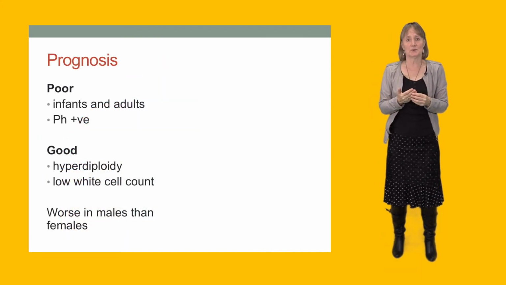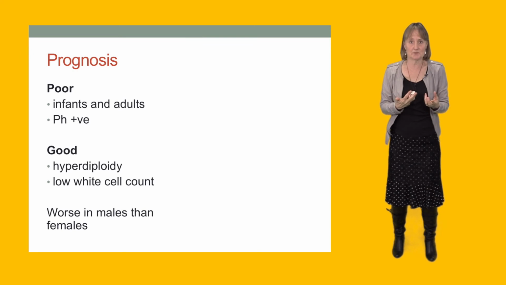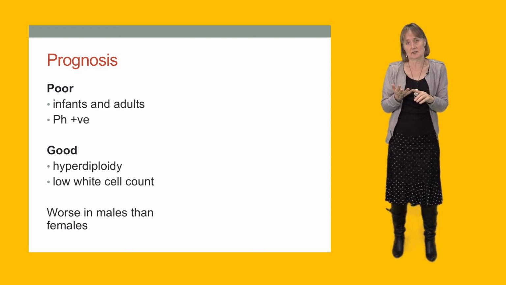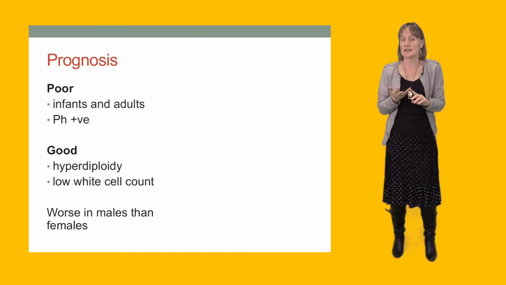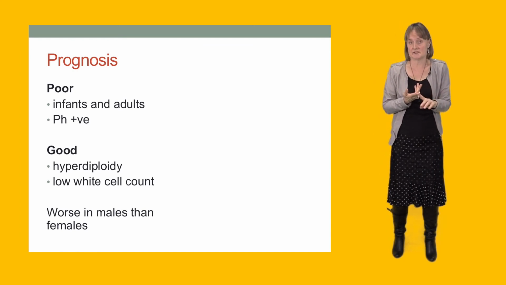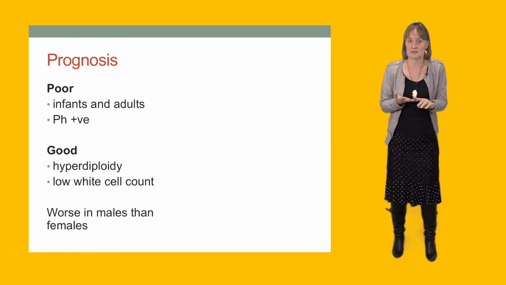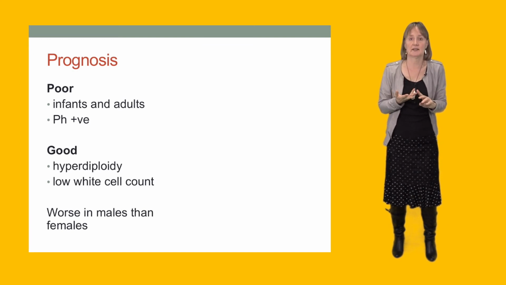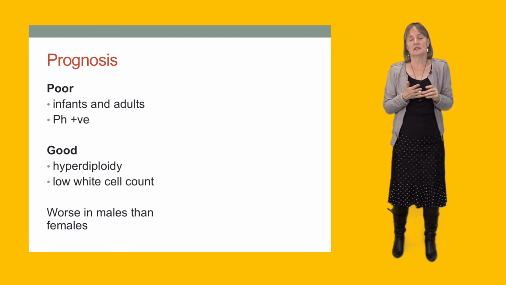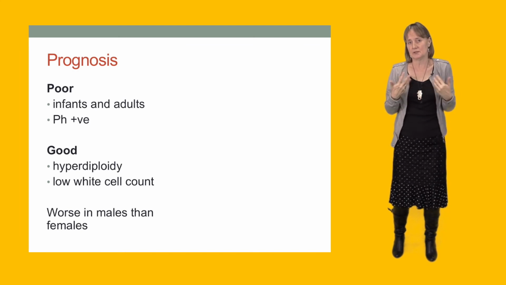So as usual, for a hematological malignancy, we gather prognostic information to give us an idea of what to expect on the progression of the condition. Poor prognostic features in ALL include being an infant, being an adult, carrying the Philadelphia chromosome, and having a high white cell count. Good prognostic features include hyperdiploidy and a low white cell count, and being a child over the age of 1 and under the age of 4. In addition, the outcome is generally a little bit worse for males than for females.